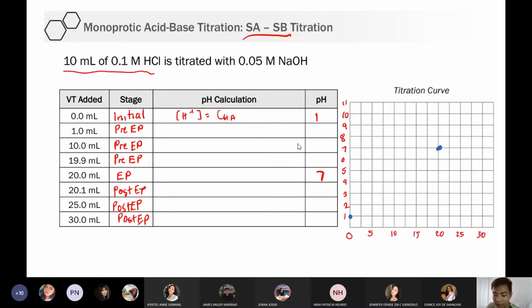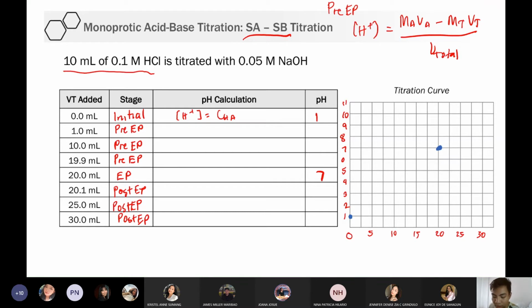Yung natira, solve natin. Okay, so at pre-equivalence point, remember, the equation to be used is MAVA minus MTVT over volume total. So all you have to do is to plug in the info, MAVA, MTVT, divided by volume total, and we will get the pH. Ako, unahan ko na kayo para matapos na tayo sa slide na to, although pwede nyo ito sagutan uli after the session.